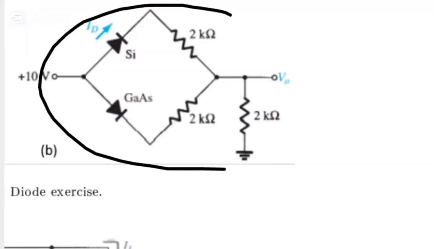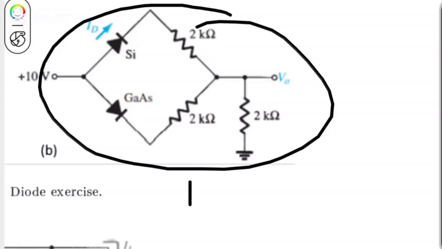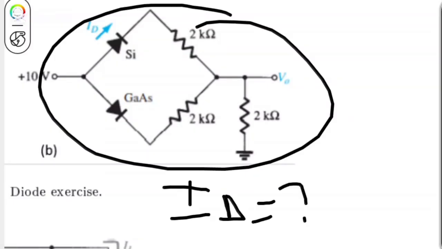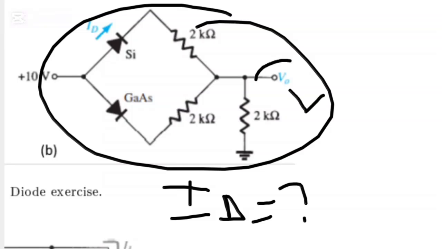So here is the question that we are given. We are going to identify the diode current, and therefore we are going to identify the V out and the diode current.